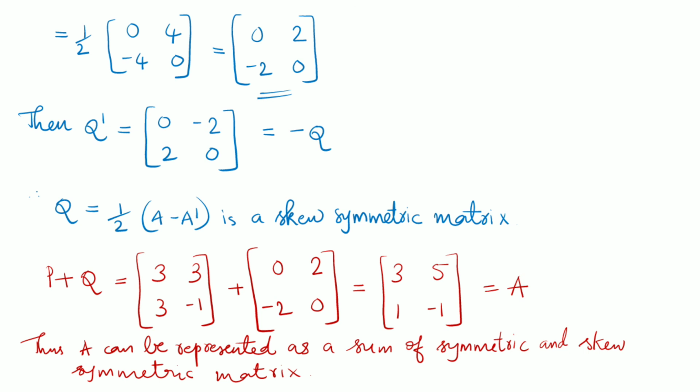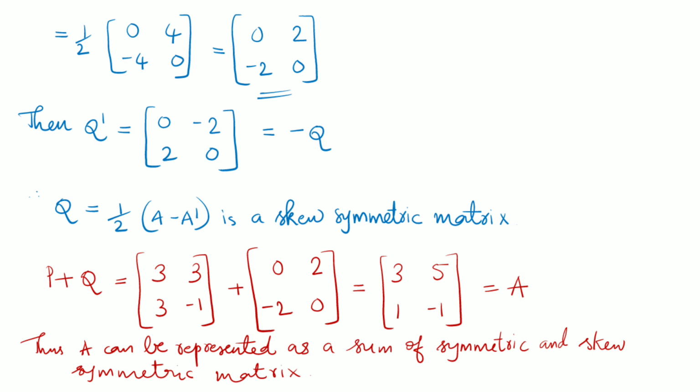So here you can check Q dash is equal to minus Q, that is the condition for skew symmetric matrix. After that you have to write Q is equal to half into A minus A dash is a skew symmetric matrix. This is your second step. After finding P and Q, what is the third step? That is you have to add the answers of P and Q, that is P plus Q. You'll write the matrix P, you'll write the matrix Q, you'll add. I think all of you know how to add. 3 plus 0, 3 plus 2, 3 plus minus 2 and minus 1 plus 0.